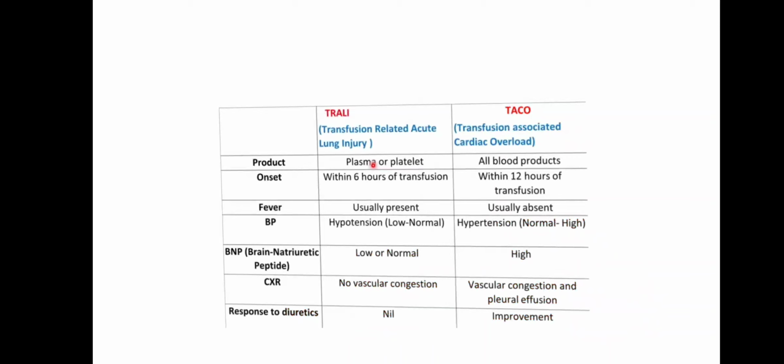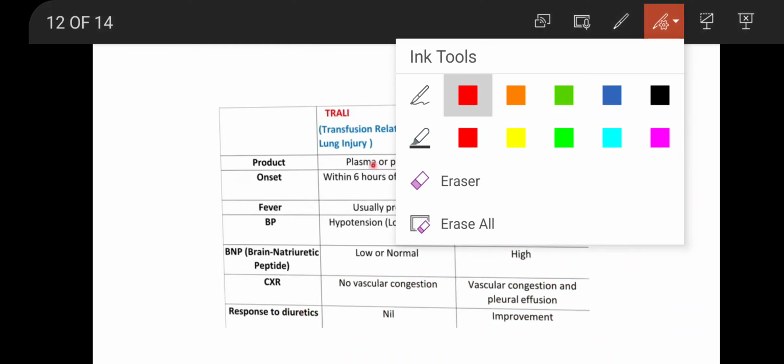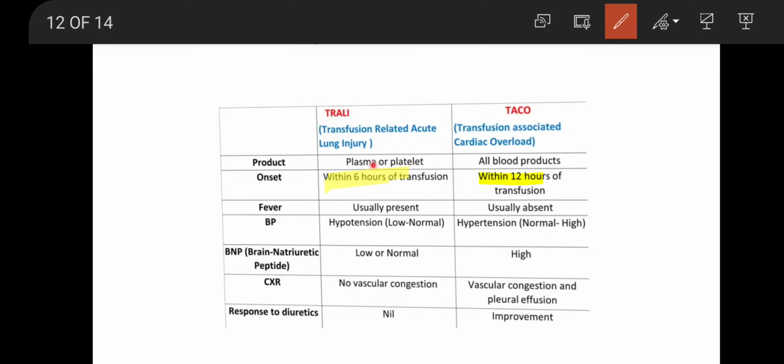TRALI and TACO. TRALI we know is mainly antibody related, so mainly related to the plasma, but TACO can be caused by all blood products. TRALI can occur within 6 hours of transfusion. That is important, within 6 hours. TACO symptoms initially occur within 12 hours of transfusion. We have told a duration of 7 days and all, that is the maximum duration. But the minimum is 6 hours. So this is important. This is 12 hours.